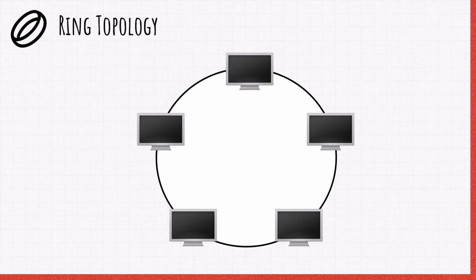And inside of a ring network, packets of data travel from one device to the next one until they reach their destination. Most ring topologies allow packets to travel only in one direction, which is called a unidirectional ring network. But others may permit data to move in either direction, which would be called bidirectional.